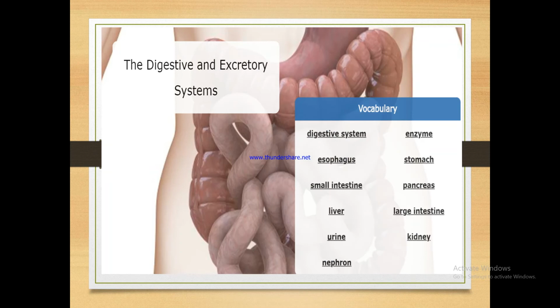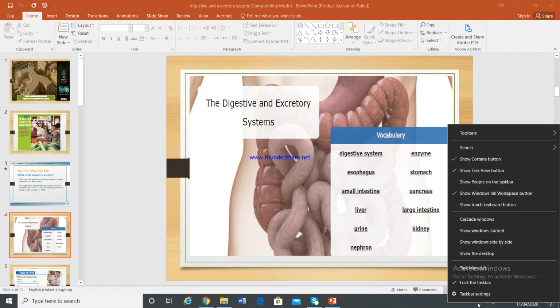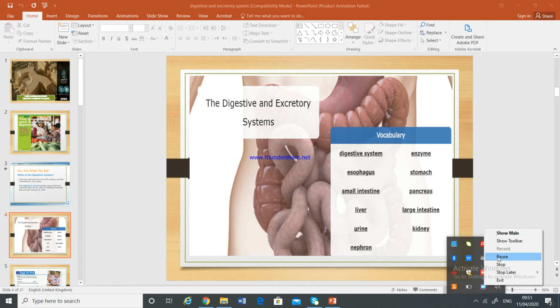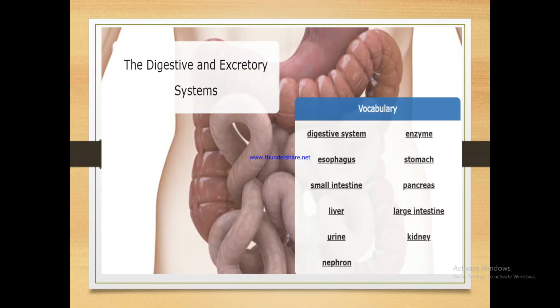Now, what are the vocabulary words? Digestive system, esophagus, small intestine, liver, urine, nephron, enzyme, stomach, pancreas, large intestine, kidney.